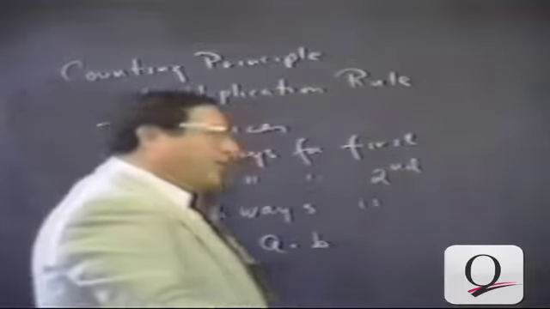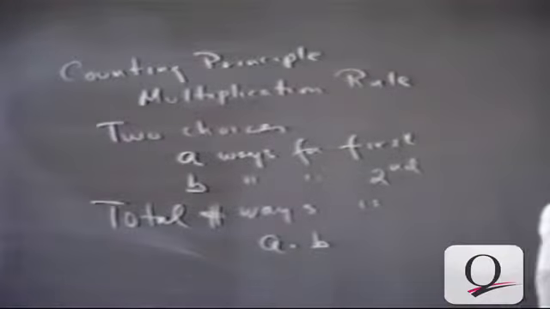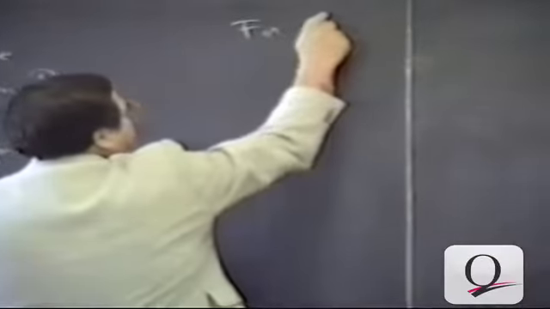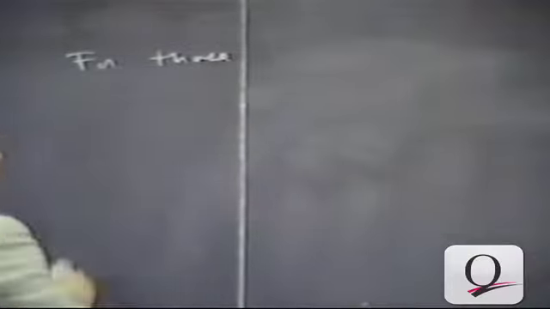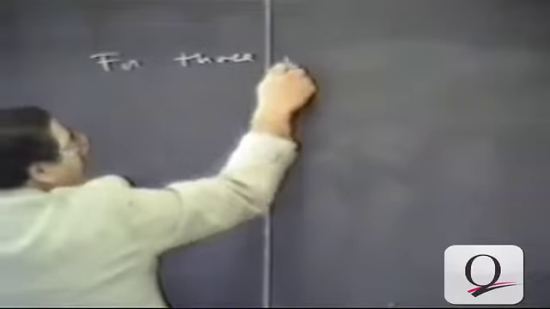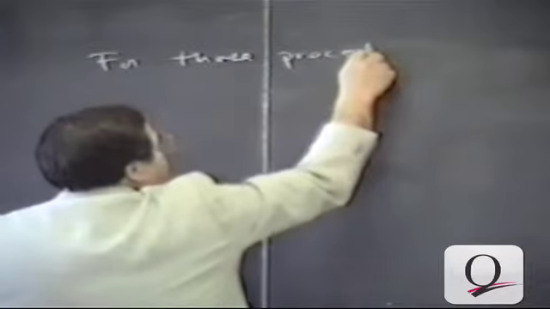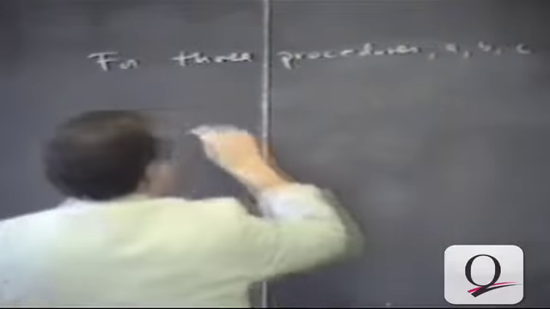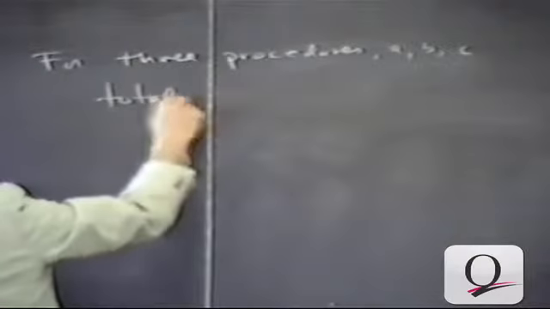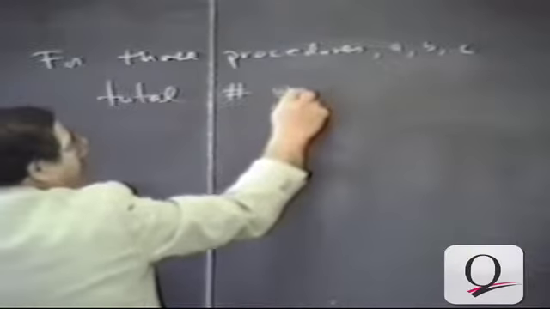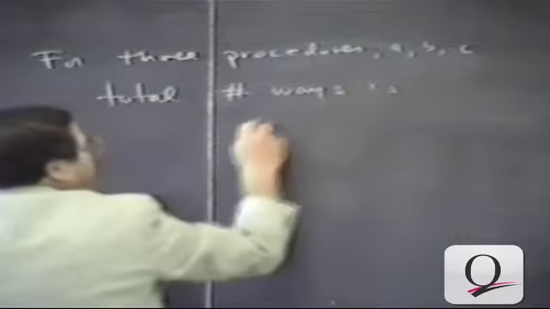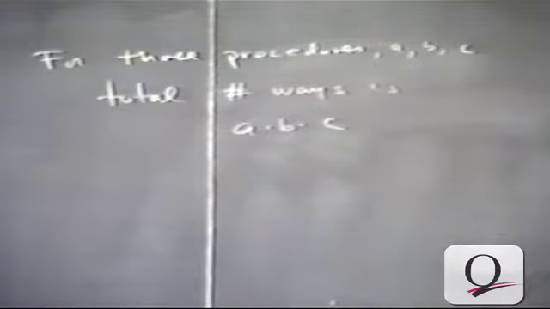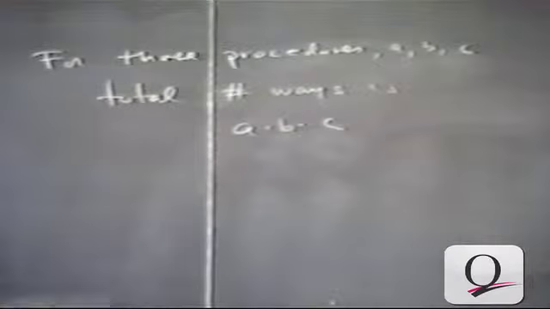If you have three things, for three choices or three procedures, let's say A, B, C, the total number of ways is A times B times C, and so on for any number of ways.